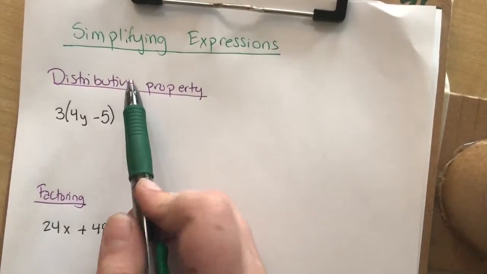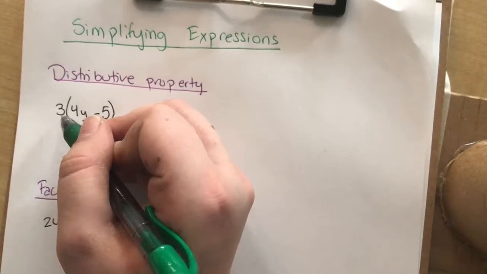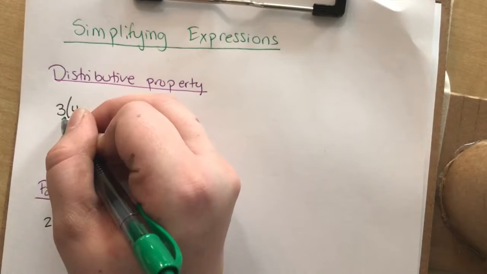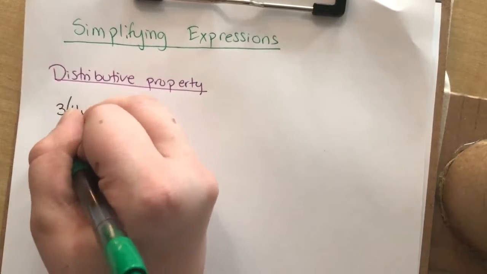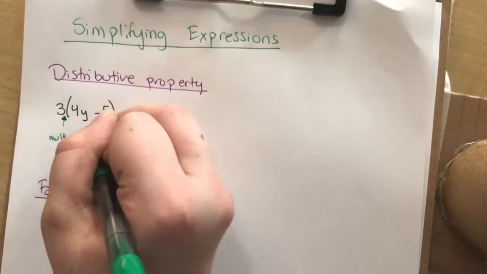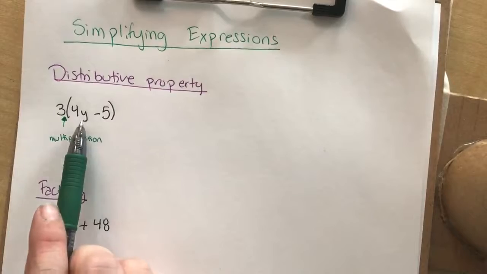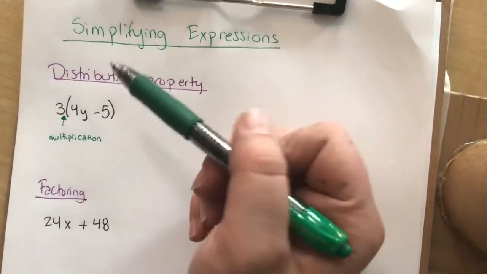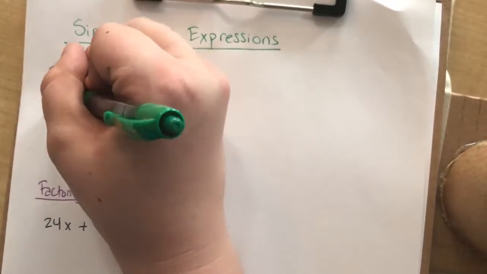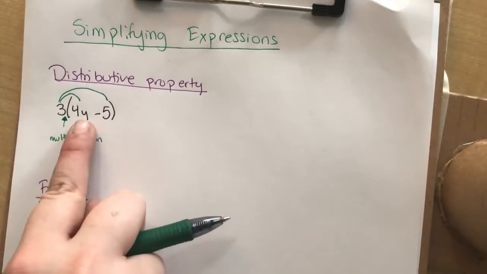So with the distributive property, I have a number, and I know that a number with no space between it and the parentheses means multiplication. And I have an addition or subtraction problem inside the parentheses. So I want to distribute the 3 to both terms inside.